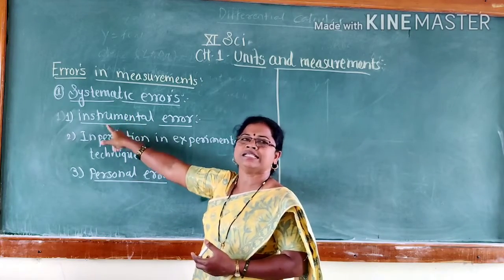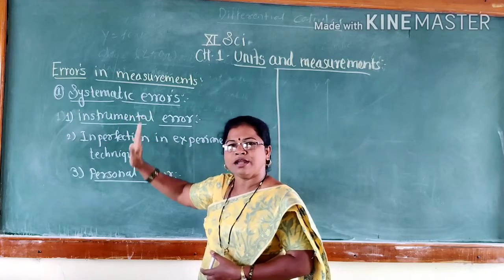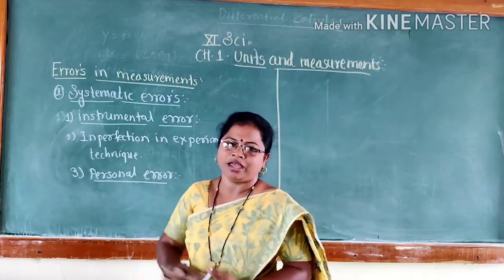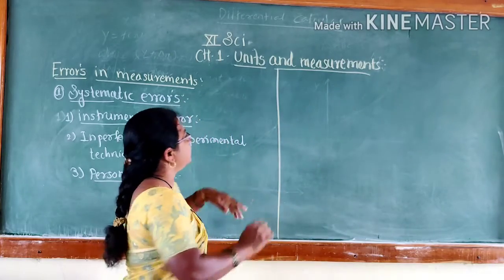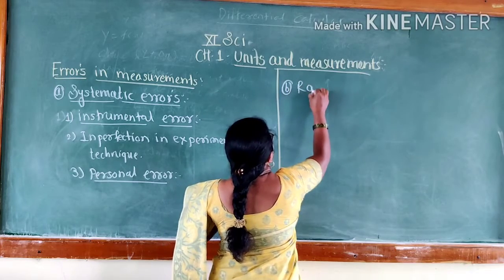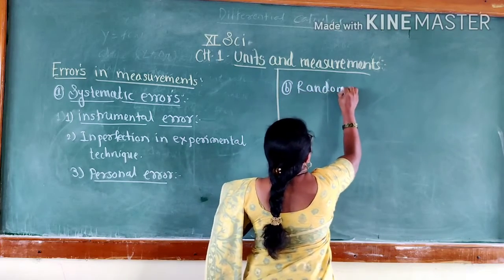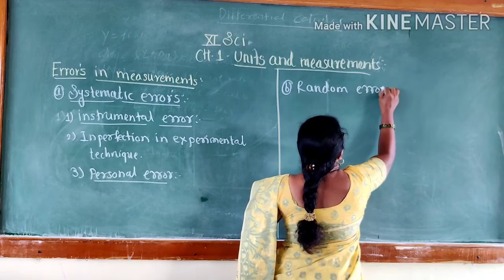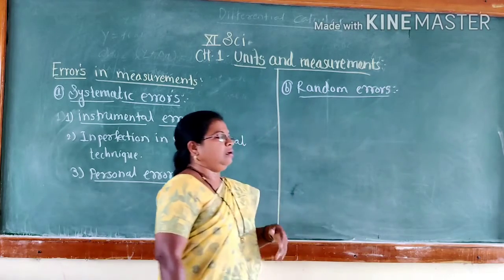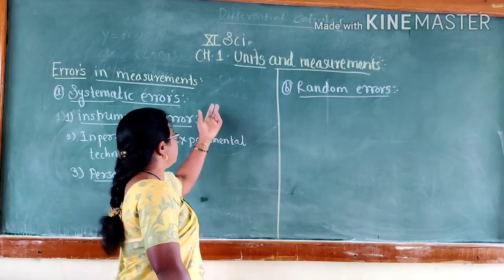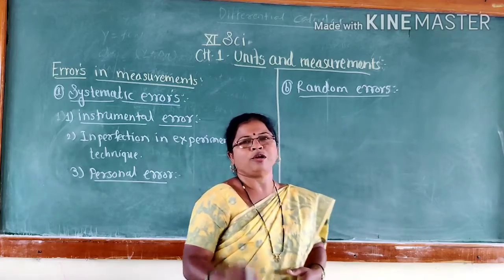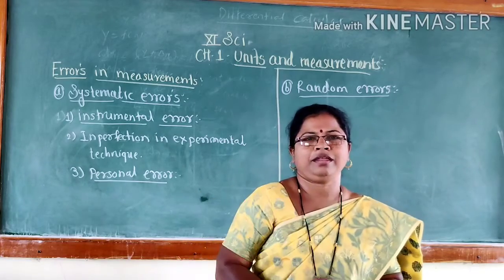That means by changing the instruments, by taking number of observations and this way. Okay. The next one, another type of error, is the random error. How do they happen? If we minimize all these errors, still there will be some error, and such types of errors are called random errors.